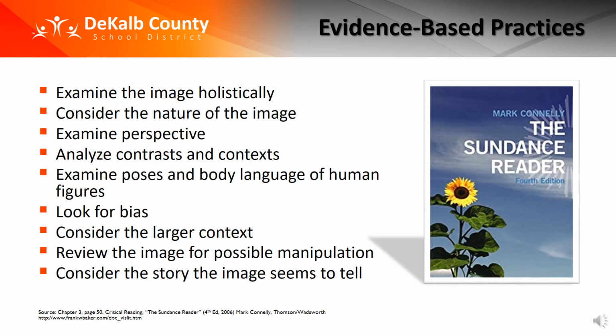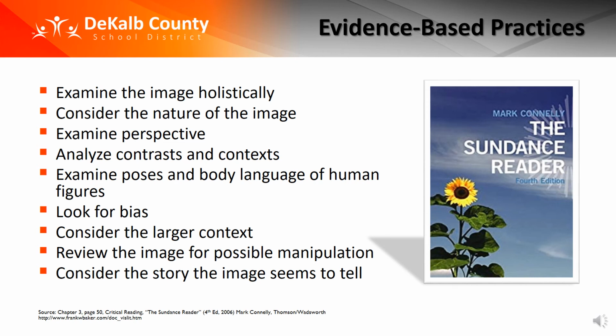Like, is the visual positive or negative? Step 5. Examine poses and body language of human figures. Try to determine what emotion they seem to express. Step 6. Look for bias. Do you sense the photographers were trying to manipulate the people or the events depicted, casting them either in a favorable or negative light? And step 7.